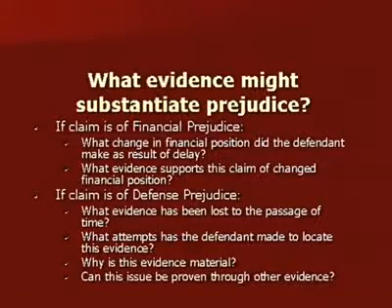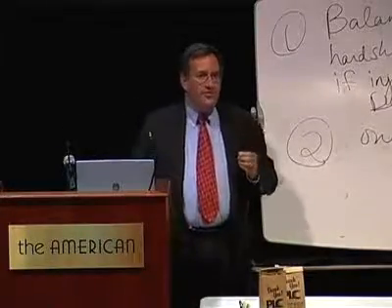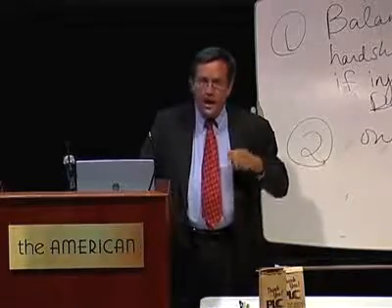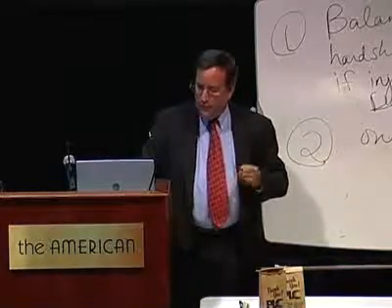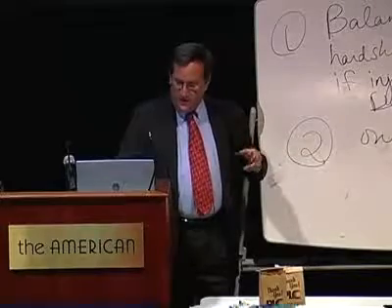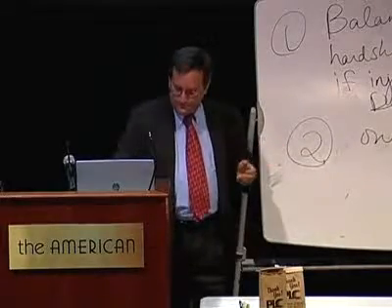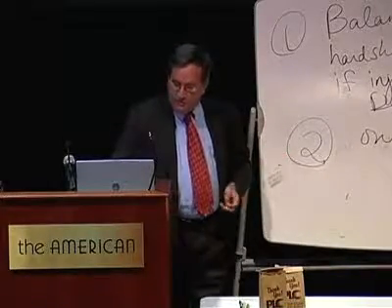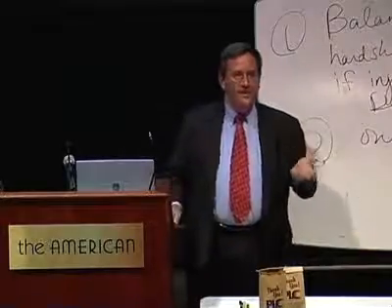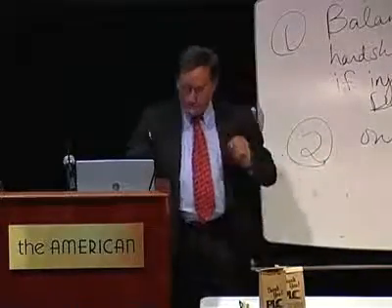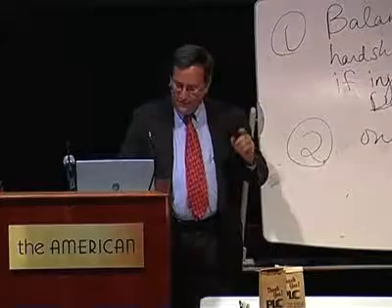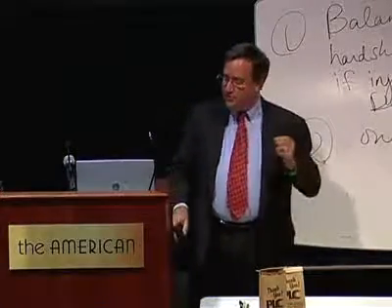What evidence might substantiate prejudice? Because you need to be thinking about this when you're bringing your claim. If the claim is financial prejudice, what change in financial position did the defendant make as a result of the delay? What evidence would support this claim of changed financial position? For claims of defense prejudice, what evidence has been lost to the passage of time? You need to prove more than that. You need to prove that they made attempts to locate this evidence.